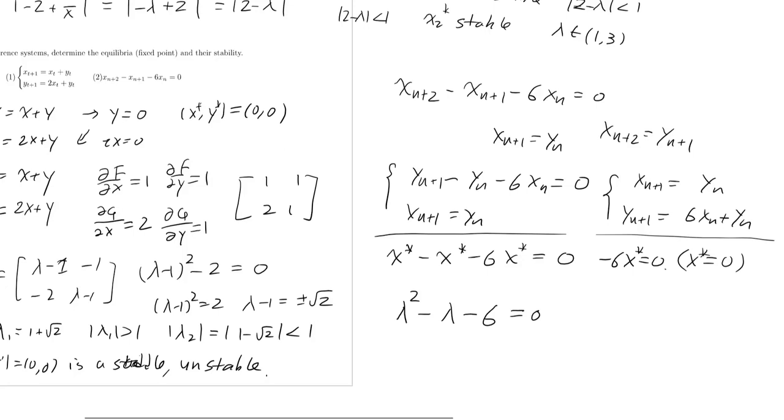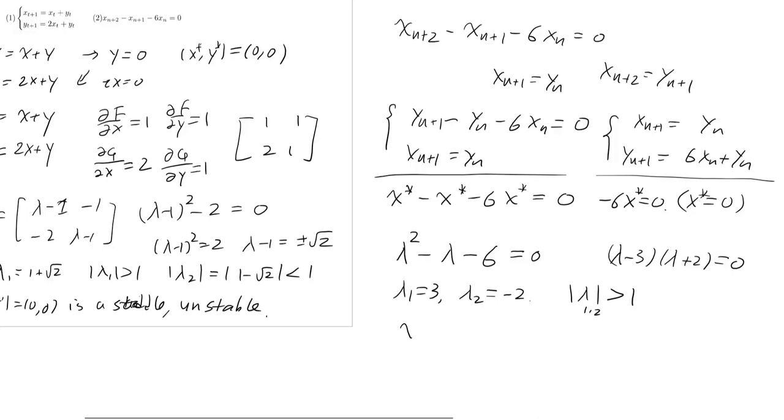So from here we can see this is lambda minus 3 times lambda plus 2 equal to 0. We have two solutions, which you can still call eigenvalues. Lambda 1 is equal to 3 and lambda 2 is equal to negative 2. Now if you look at their absolute values, they are all bigger than 1. It doesn't matter whether it's the first one or the second one. So that means this x star is unstable. It is a repeller. And that's all for the stability discussion of equilibria.